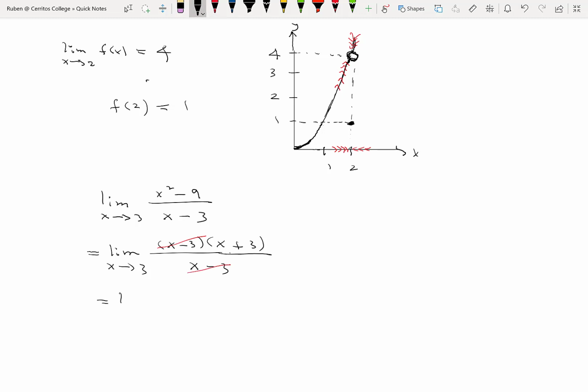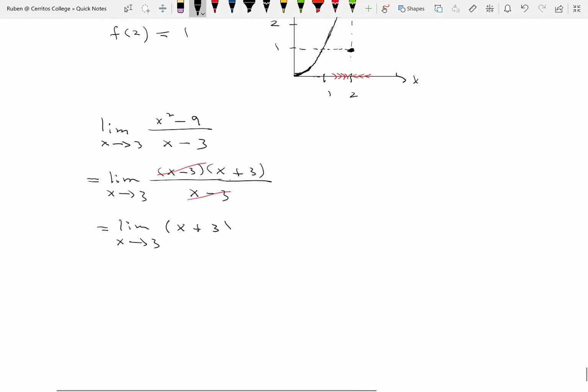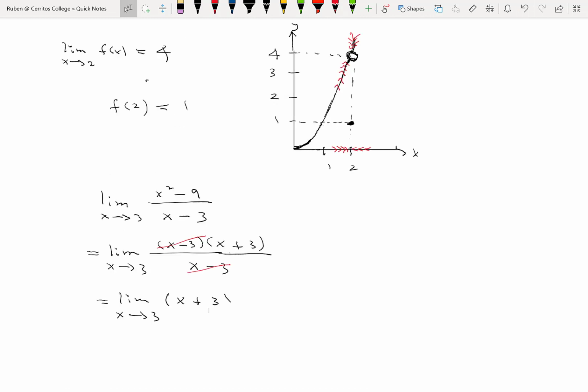We can't let x equal 3. X equals 3 is not in the domain of the function, so it makes no sense to let x equal 3. Okay, so as long as x is not 3, this function simplifies to y equals x plus 3.